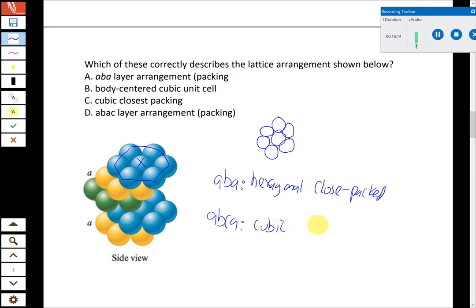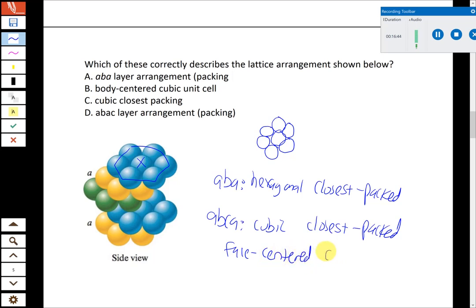ABCA generates the cubic close packed, or I guess closest is how we say it. And then ABCA generates the cubic closest packed. So both of these have the same packing density. The atoms are still packed together as tightly as they can, but it forms 2 different unit cells. The cubic close packed is more often referred to as face-centered cubic.